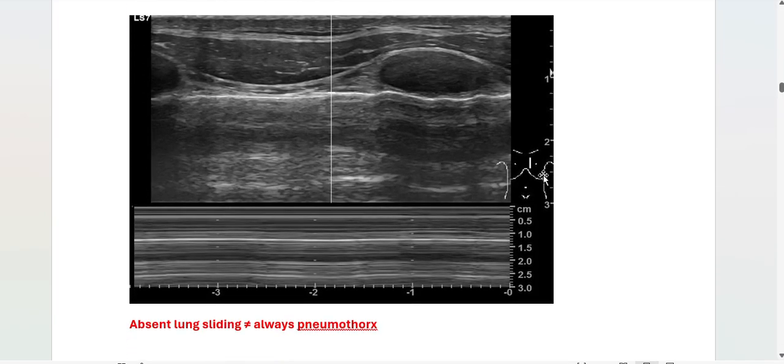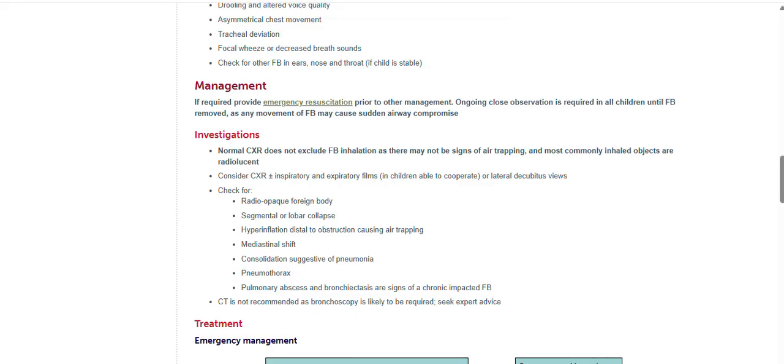Okay, so that's an ultrasound image. I took it from, I always forget the name, I'm really bad with names.